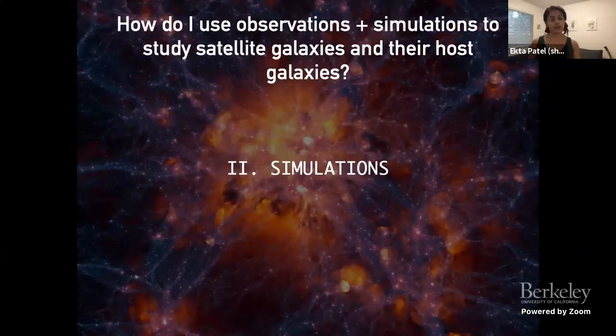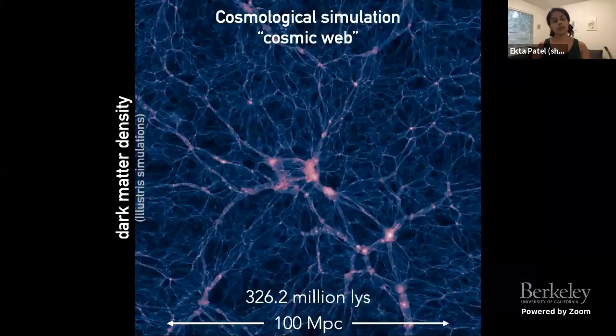Okay, now the second part of my question was, how do we use not only observations, but also simulations to study satellite galaxies and their host galaxies? So here I'm showing an animated projection of the dark matter density distribution across a cosmological simulation. That's a lot of different terms.